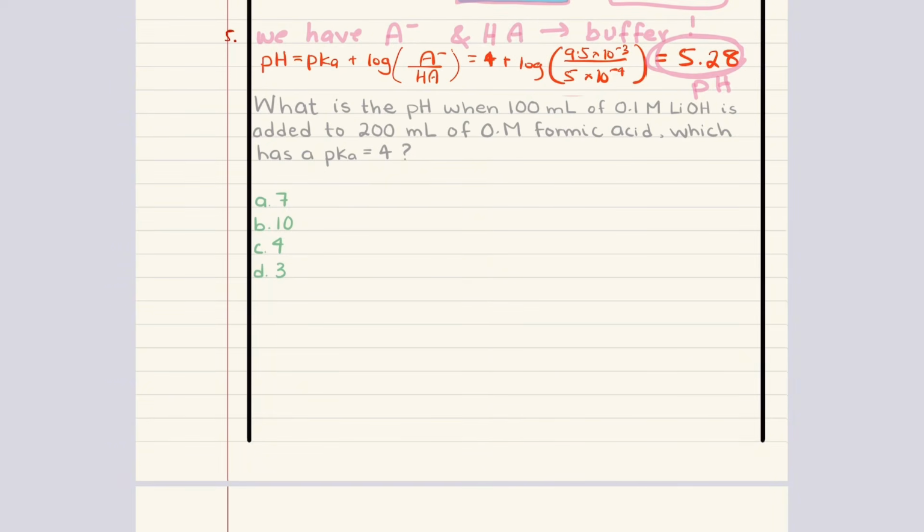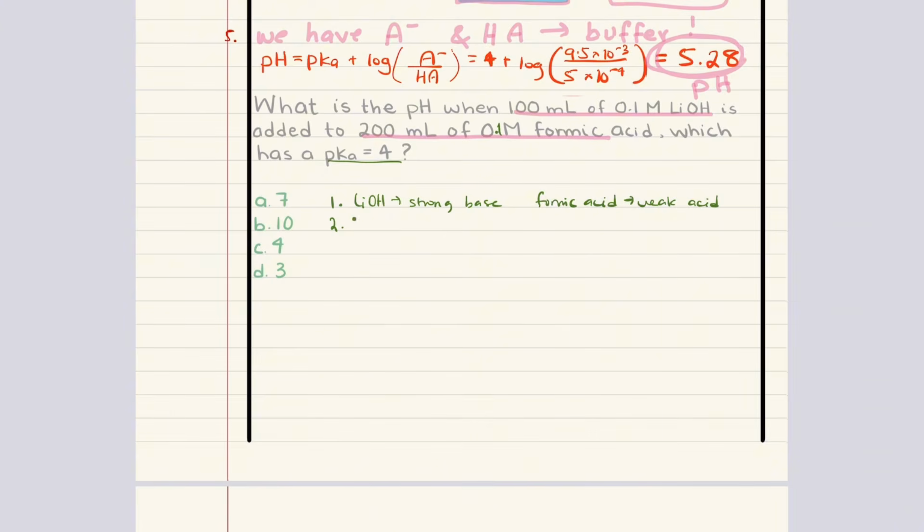Let's go ahead and tackle the second problem. The second problem says, what is the pH when 100 milliliters of a 0.1 molar lithium hydroxide is added to 200 milliliters of 0.1 molar formic acid with a pKa value equal to 4? Step 1, we want to classify what we have. Lithium hydroxide is a strong base and formic acid is a weak acid.